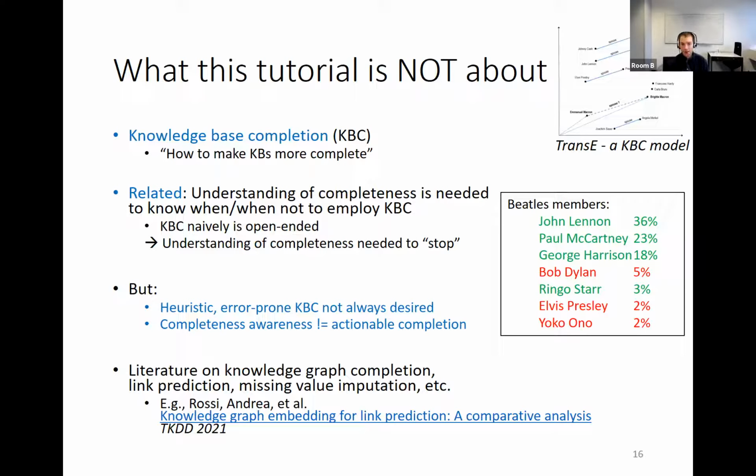For example, we may know that Aristotle's children are missing. He had children, but to the best of our knowledge, the names of the children are lost in the historical record. There's a vast literature on knowledge graph completion, missing value imputation, and so on. I just link one survey at the bottom here, and the slides you can find on the tutorial homepage, so you can recover all these links.